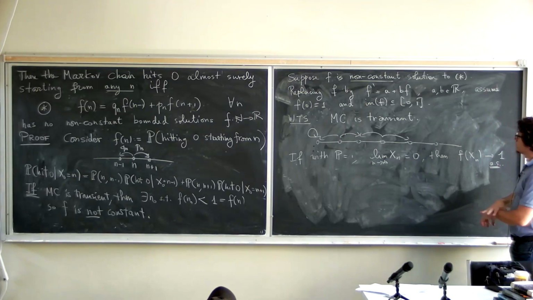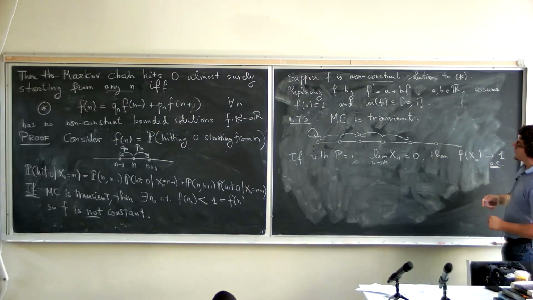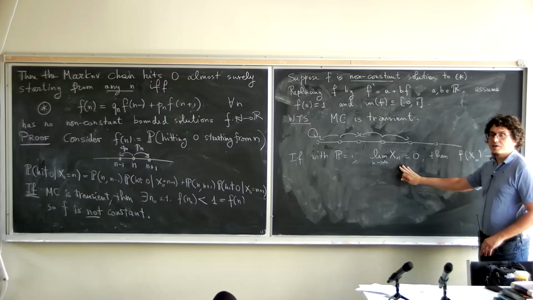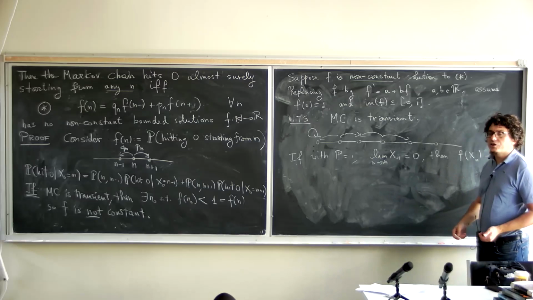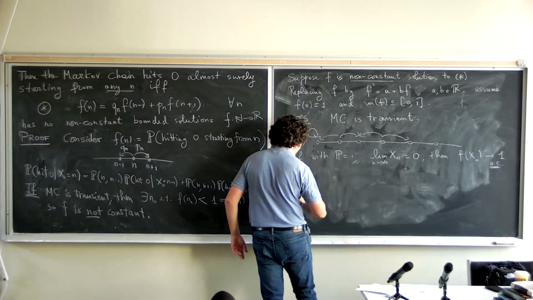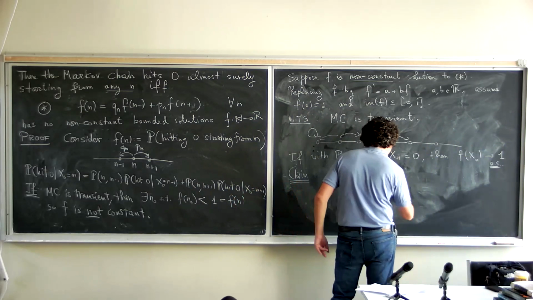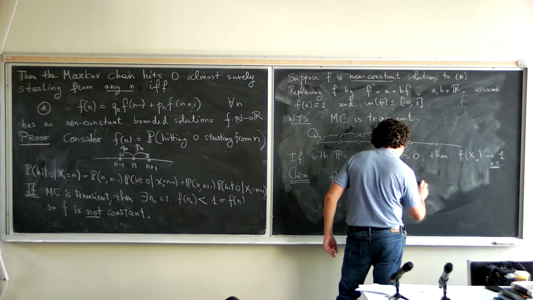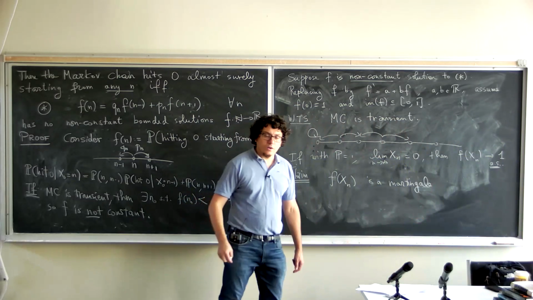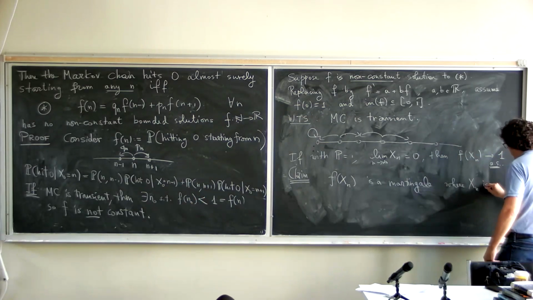Okay, but then we have to see what the limit is. How do we relate this? How can we show that this limit exists in the first place? Well, to do that, we should use the martingale convergence theorem. So the claim is that f of xn is a martingale, where xn is the Markov chain.